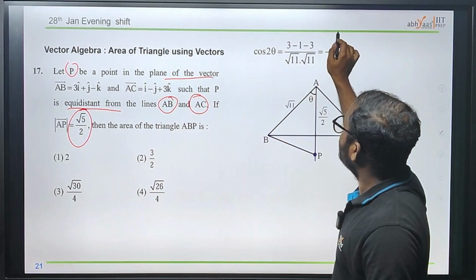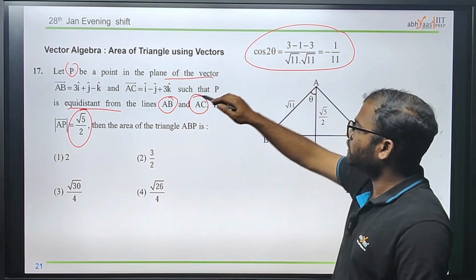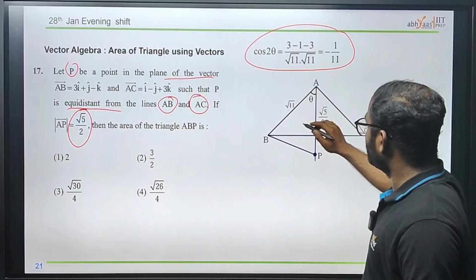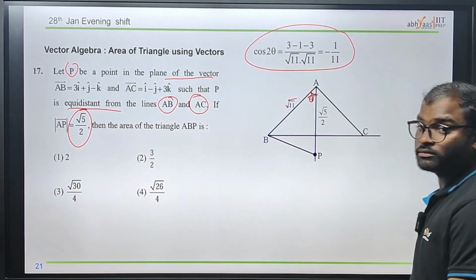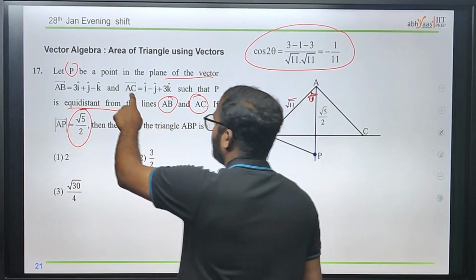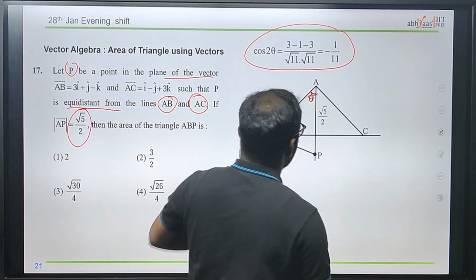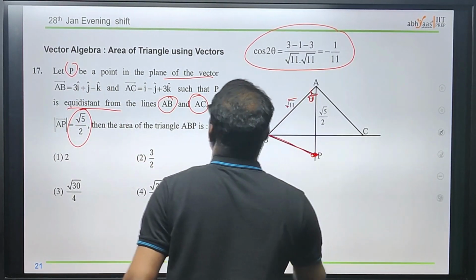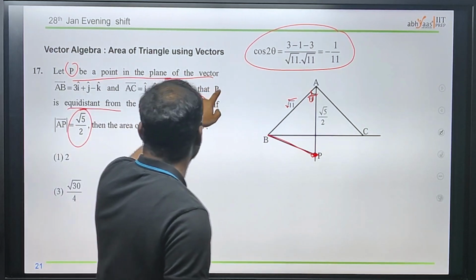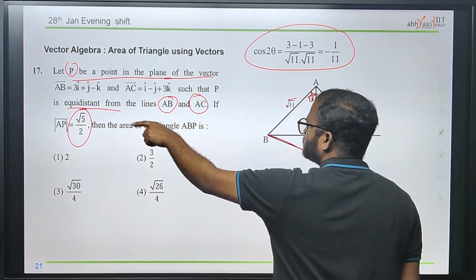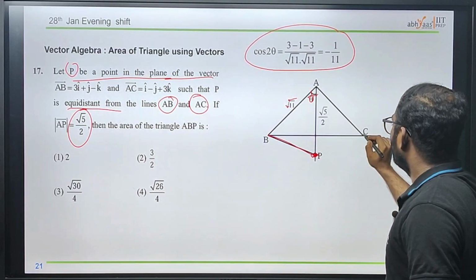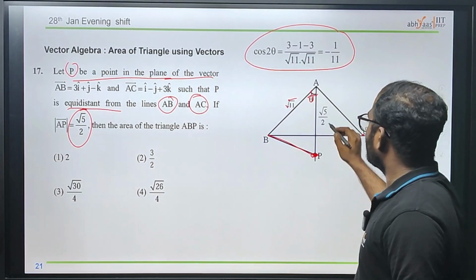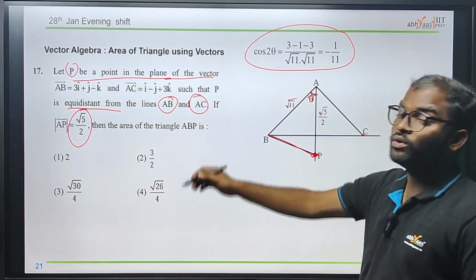Which we can write as cos 2 theta from this diagram. Here we got the theta. We got the AB as root 11. We have the magnitude of this one, and similarly we have AP from this point of the plane vector, such that point P is equidistant from the lines AB and AC. Now AP will be root 5 by 2, they given.